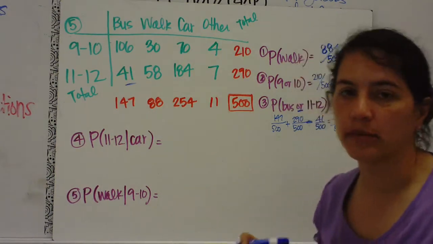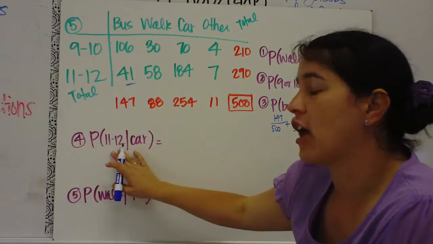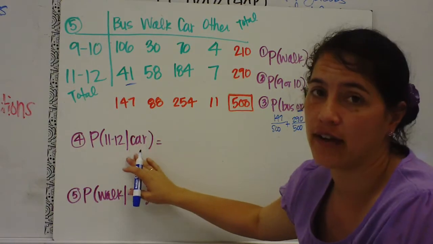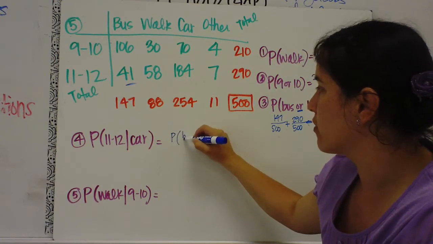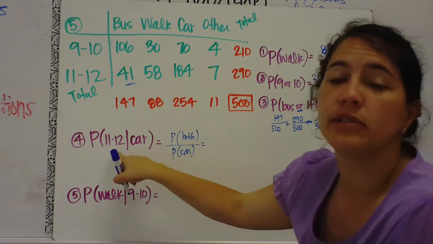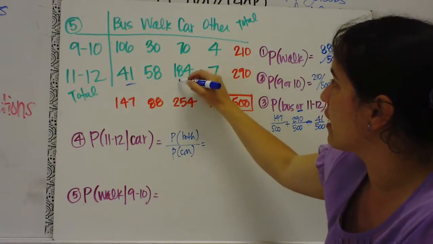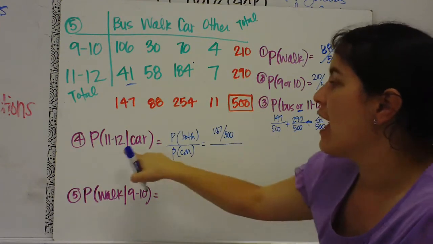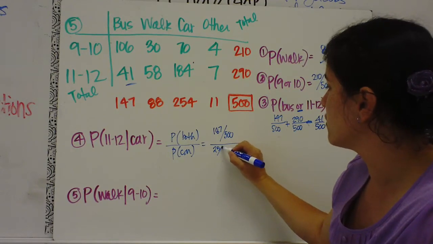Those were all just basic probability. Now let's get into conditional probability. The conditional probability says, what's the probability of randomly picking an 11th and 12th grader given that they are a car rider? So the given information is the car rider. First we need to find the probability of both, divided by the probability of the car rider. So the probability of both an 11th and 12th grader and a car rider is right here: 187 out of 500. And then the probability of just a car rider is 254 out of 500.